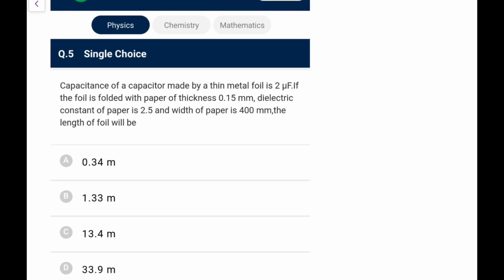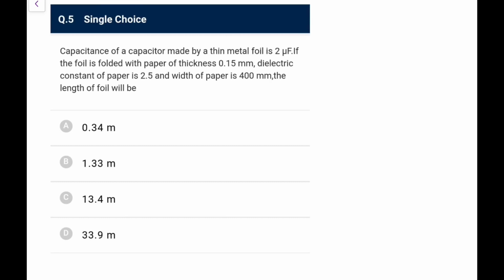Next, the capacitance of a capacitor made by a thin metal foil is 2 microfarad. If the foil is folded with paper of thickness 0.15 mm, the dielectric constant of paper is 2.5 and the width of the paper is 400 mm, the length of the foil required will be?